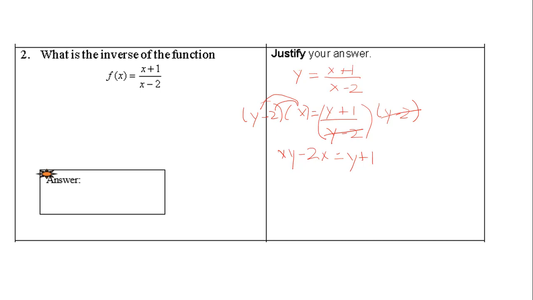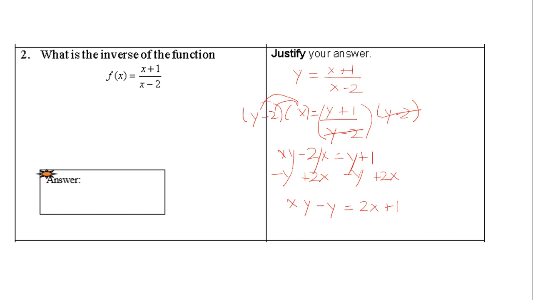So I'm going to go ahead and move the y to the other side, and I'm also going to move the 2x onto the other side so I can separate the y's from everything else. Now I have xy minus y is equal to 2x plus 1.